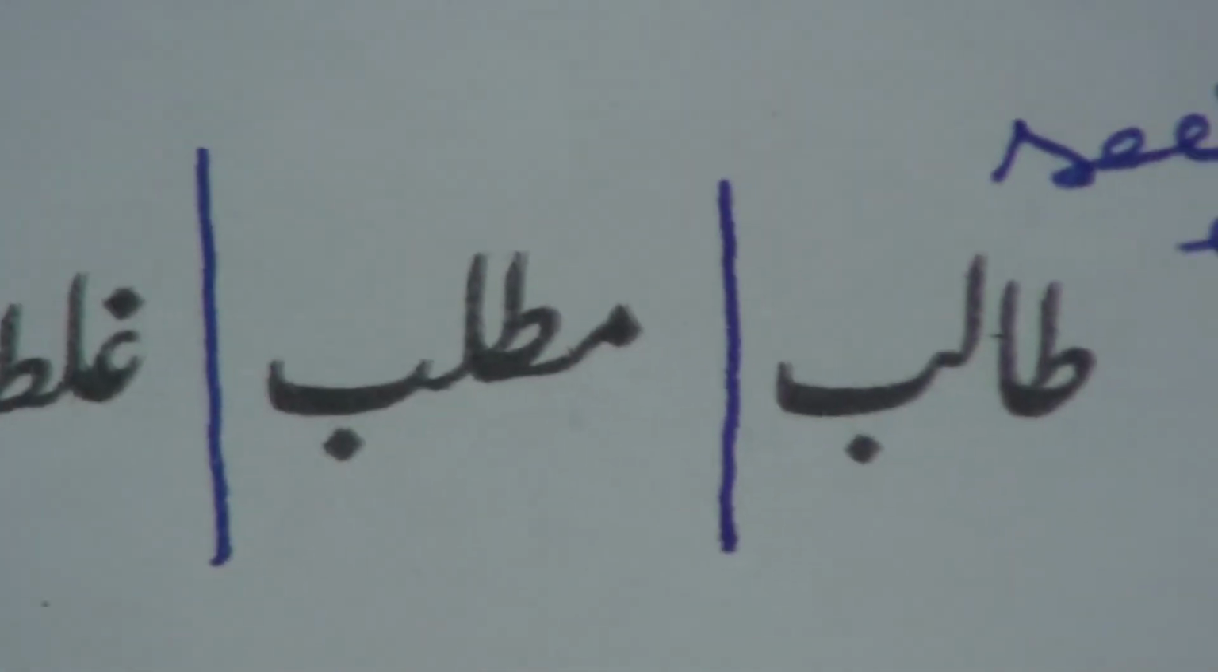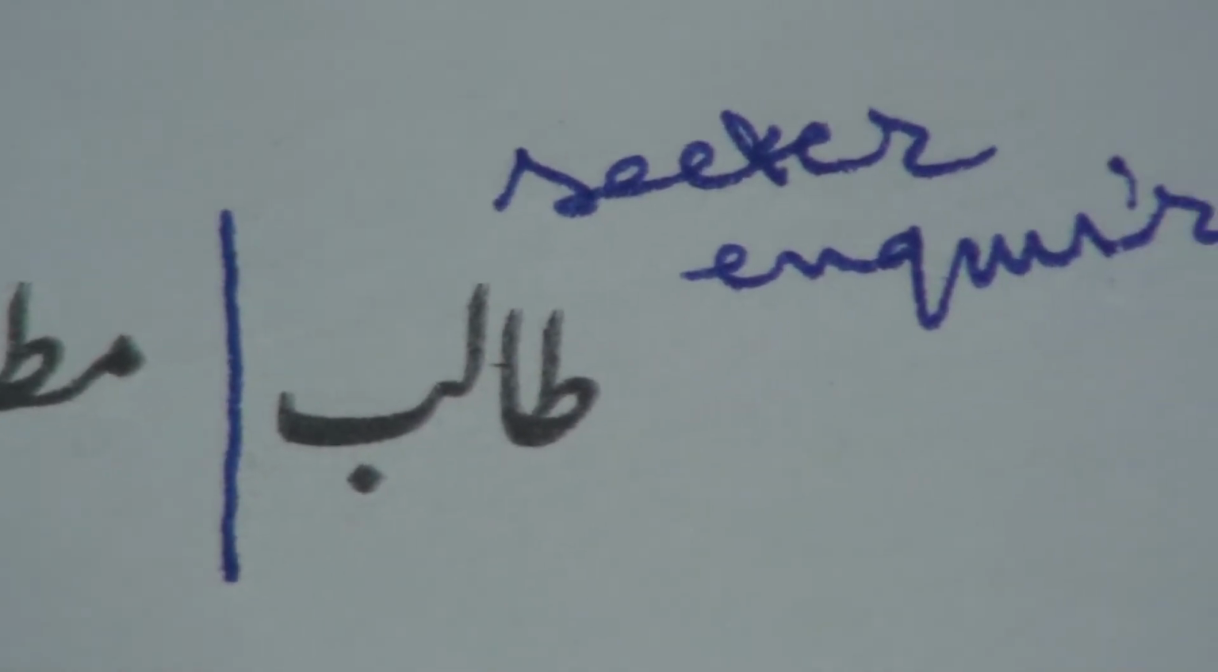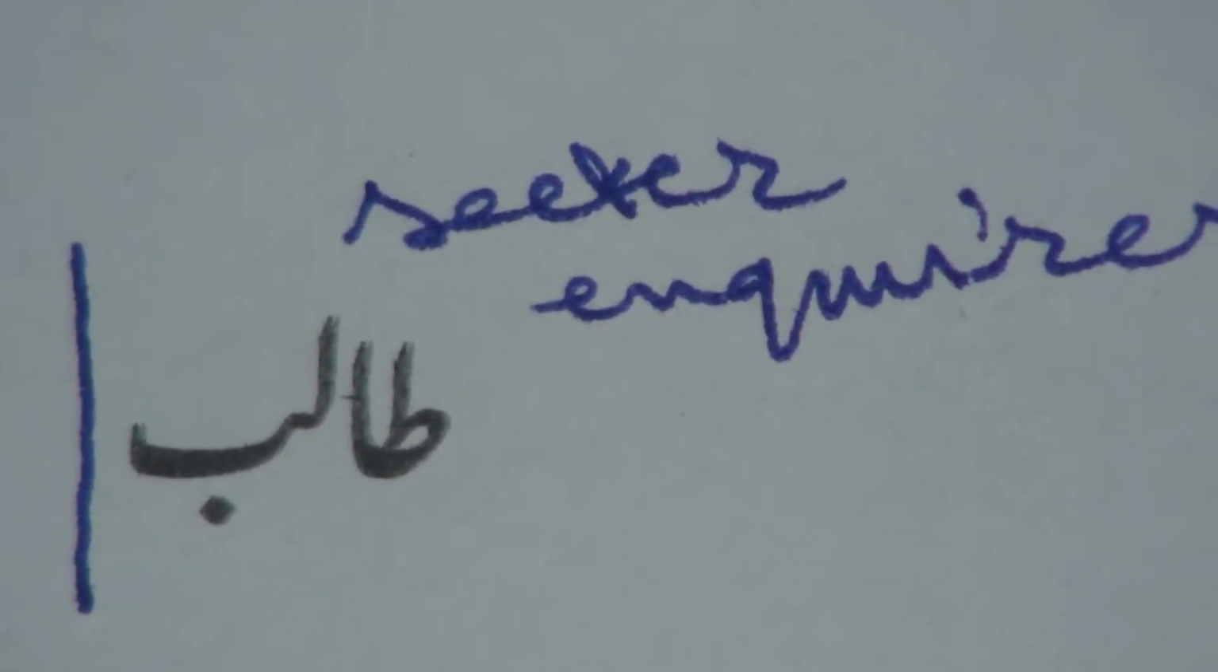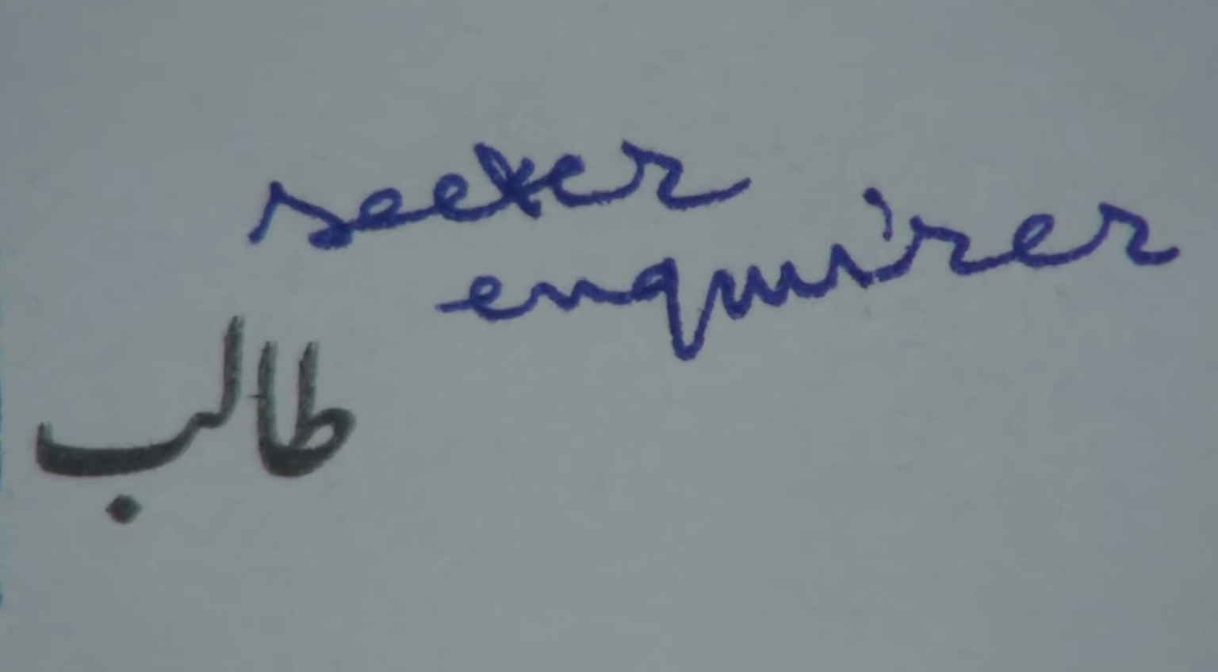And after Zwarte is letter Toe. The shape of Toe remains the same, whether it is at the beginning of a word, or at the middle of a word, or at the end of a word. There is no change in its shape. Here is the word Talib. Talib means seeker, enquirer.